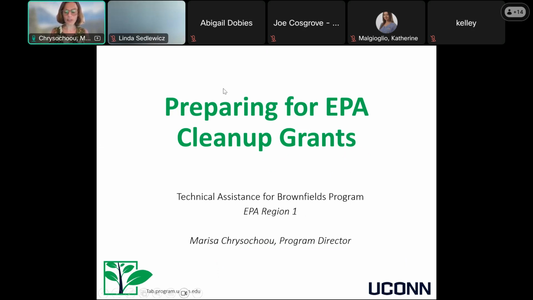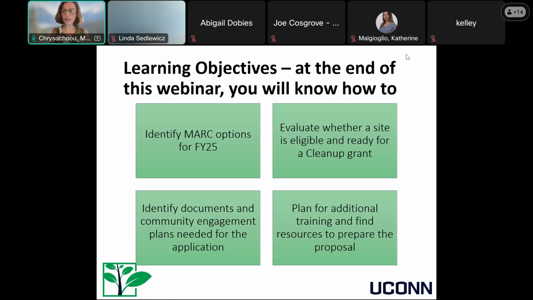So we are going to go through the following topics today. Identify what EPA offers for FY25 in terms of MARC grants. And then we're going to zero in on the cleanup grants. So we're going to evaluate whether a site is eligible and ready for a cleanup grant, identify documents and community engagement plans needed for the application, and then plan for additional training and find resources to prepare the proposal. So let's start with the first part.